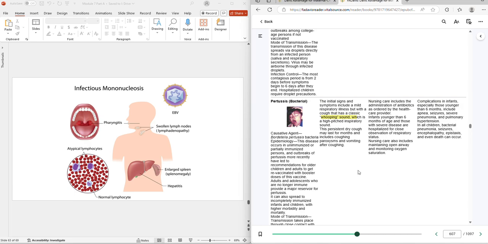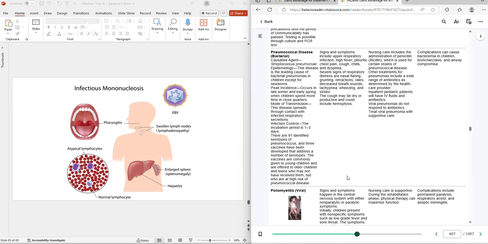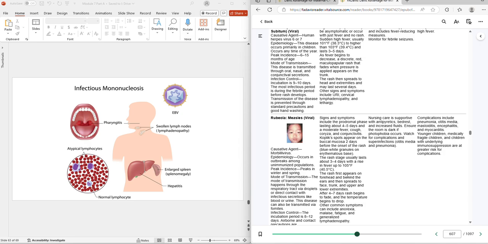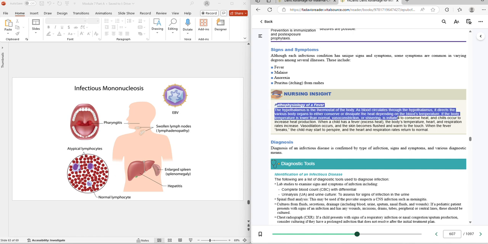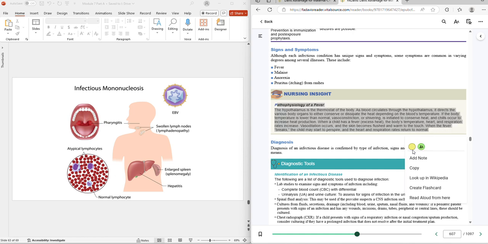On page 615 is a really good explanation of the pathophysiology of a fever. I want you to make sure you read that. It's very, very good. The book did a good job in describing that and what actually happens with a fever.